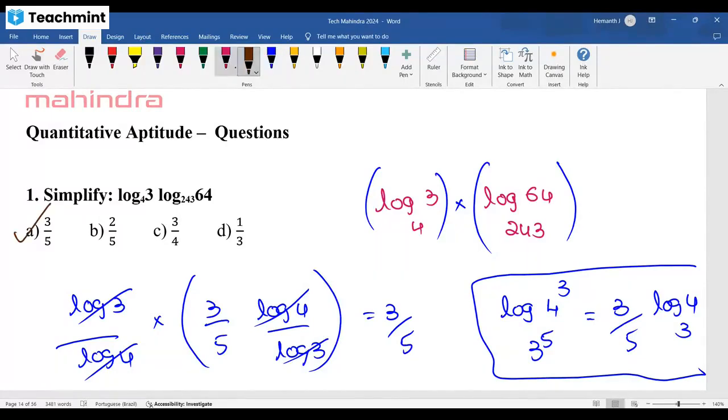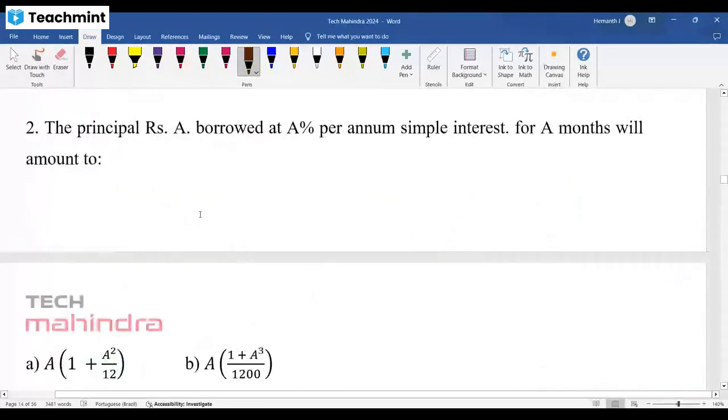Option A. Logarithm related, there are a lot of questions you can find. So this is one among that. Simplifying that given expression, definitely one question. And this is related to simple interest. You can find this question very frequently.